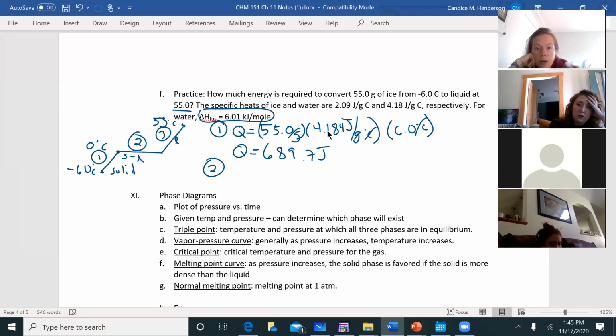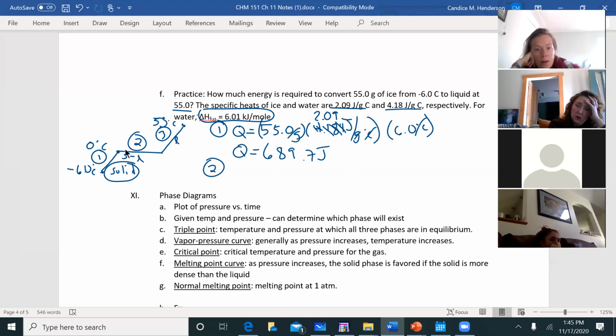Scratch this one part right here. So we are in the solid range, my bad. We're in the solid range from here to here. We don't want to be using 4.184 because that is for liquid water. We actually want to be using the 2.09 joules per gram degree Celsius. So sorry. If you're in the solid, you need to use the specific heat for the solid. If you're in the liquid, you need to use the specific heat for the liquid. If you're in the gas, the specific heat for the gas. The answer is still the same. I just plugged the wrong number in.